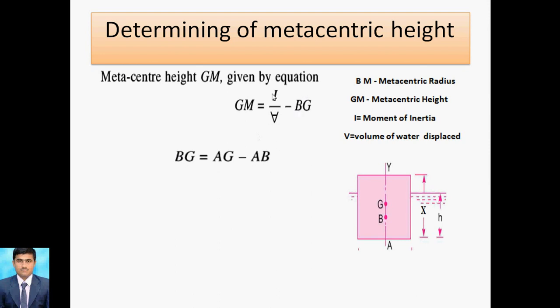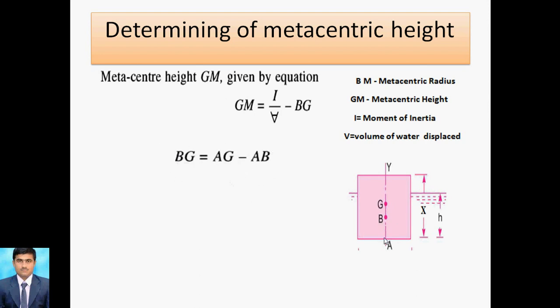Now find out the B. I is nothing but moment of inertia, right? V is equal to the volume of the water. But BG is nothing but AG minus AB. So how to calculate the BG distance? AG minus AB. So here AG is the total distance, and AG minus AB gives you directly GB, or we can say BG. Okay, so this is the relation.